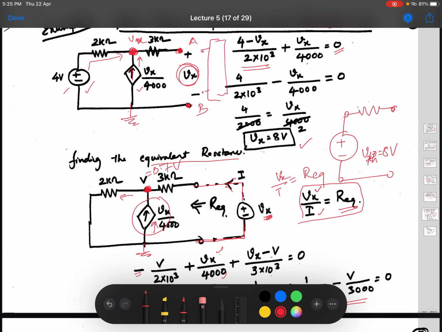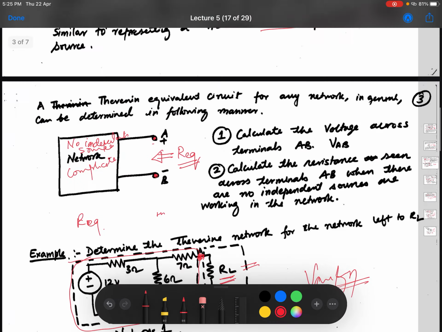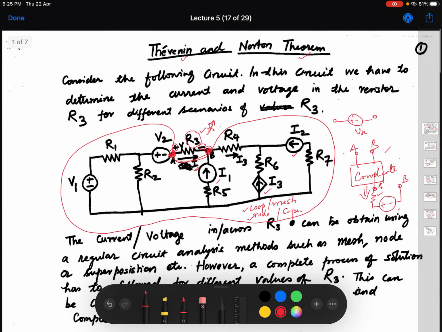So that is all for this part, that is Thevenin equivalent. There are two kinds of networks. One is called the Thevenin equivalent network, and that is related to Thevenin theorem. And there is another theorem, called Norton theorem. It is in fact, you can say, just the dual of Thevenin theorem, with a current source kind of representation.